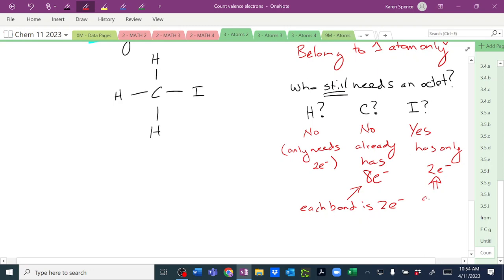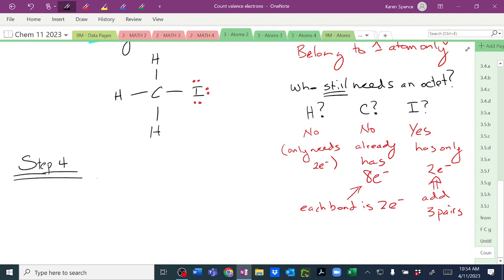We need to add 3 pairs. So we go 1 on the top, 2 on the side, and 3 on the bottom. With Lewis structures, you should always be filling in top, bottom, side, side. There shouldn't be weird things like sticking out at strange angles unless I tell you so. There are exceptions where that does happen, but for now, just stick with top, bottom, side, side. So that was step 3. What is step 4? Read it out loud to your partner.